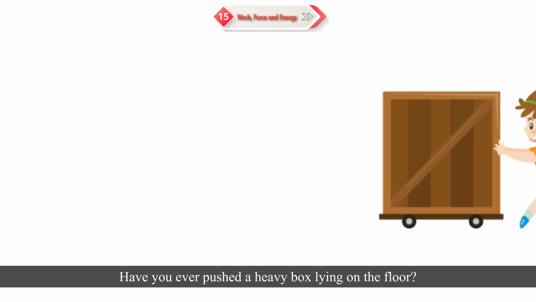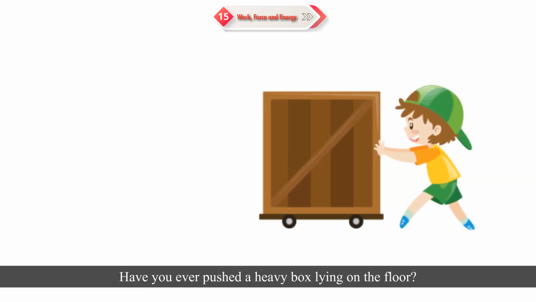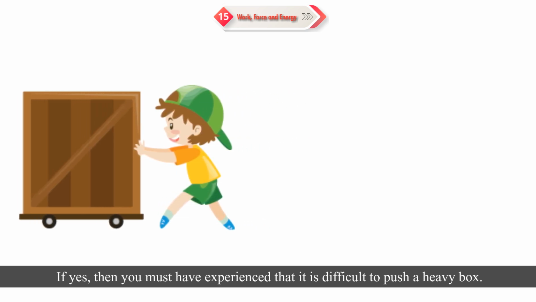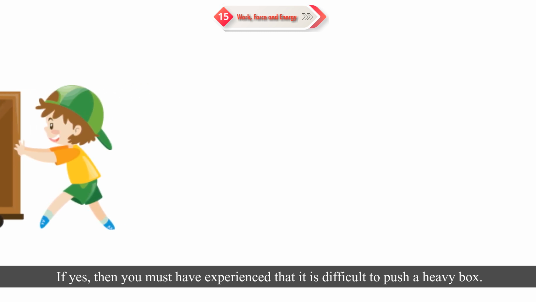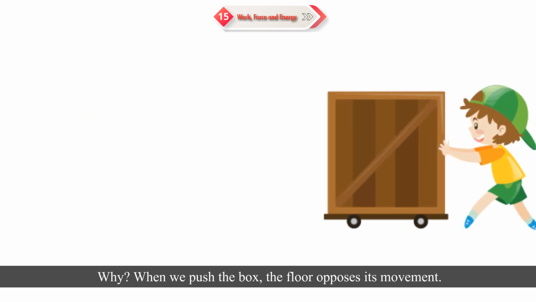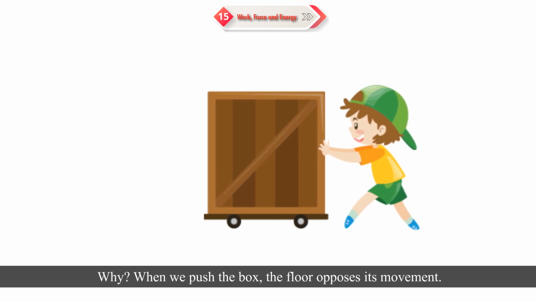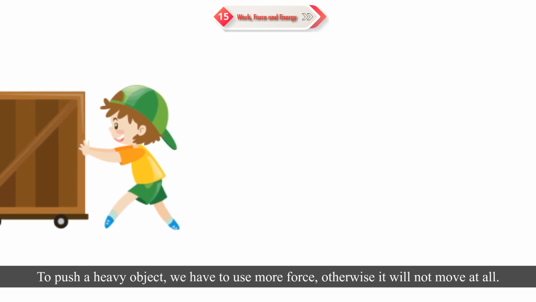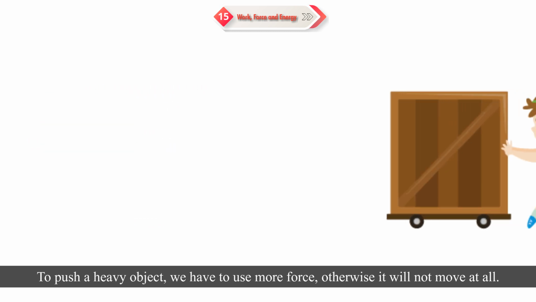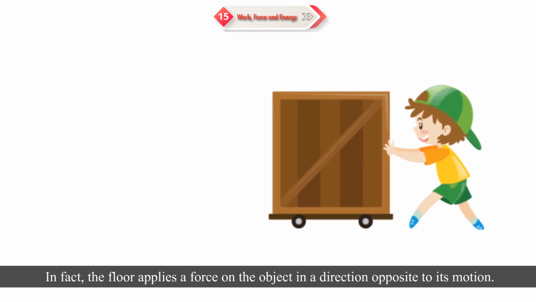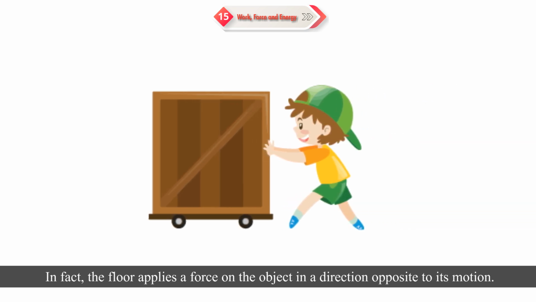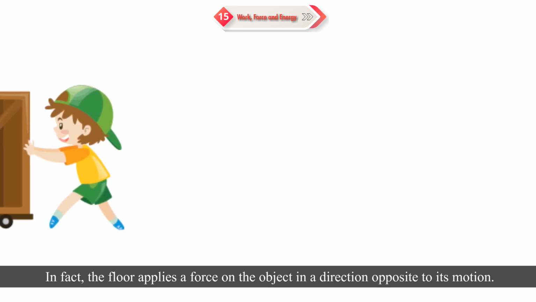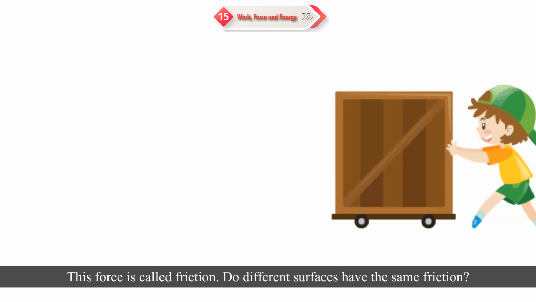Friction. Have you ever pushed a heavy box lying on the floor? If yes, then you must have experienced that it is difficult to push a heavy box. Why? When we push the box, the floor opposes its movement. To push a heavy object, we have to use more force. Otherwise, it will not move at all. In fact, the floor applies a force on the object in a direction opposite to its motion. This force is called friction.